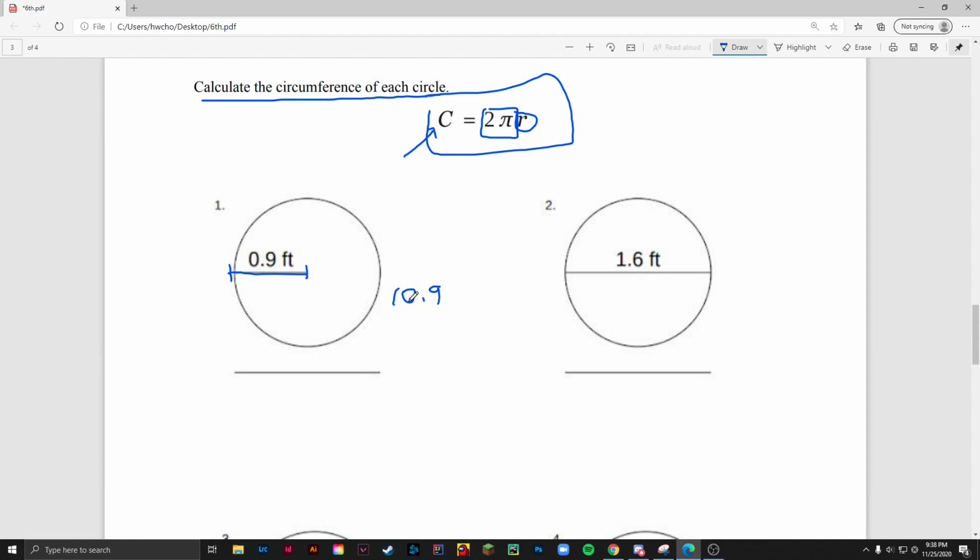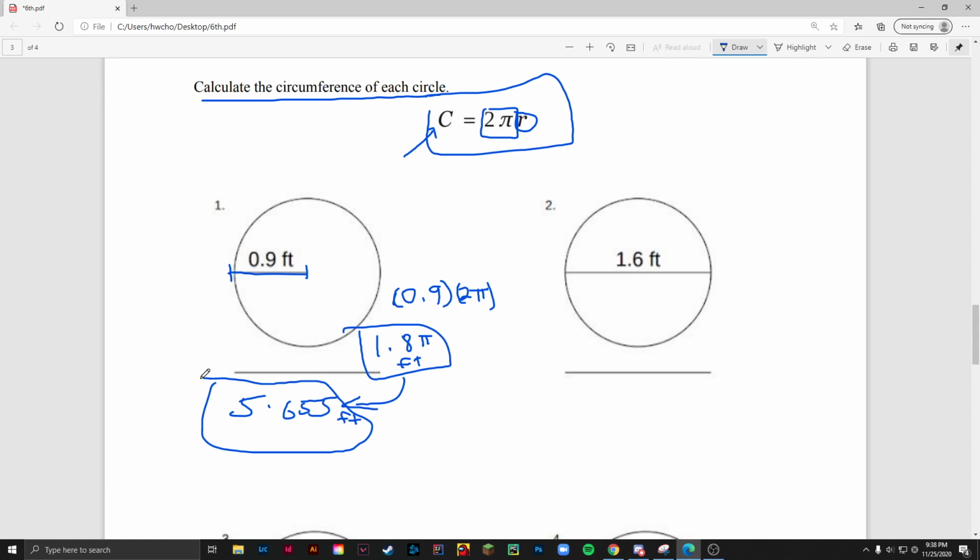0.9 times 2 pi. Alright, once you multiply something by 0.9, we get 1.8 pi as our answer. And that's going to be your circumference. You don't have to, I mean, if you want, I guess you can multiply it out, and what you would get is 5.655 feet. Make sure to write down the units. Feet. Okay? Either of these answers would be acceptable.